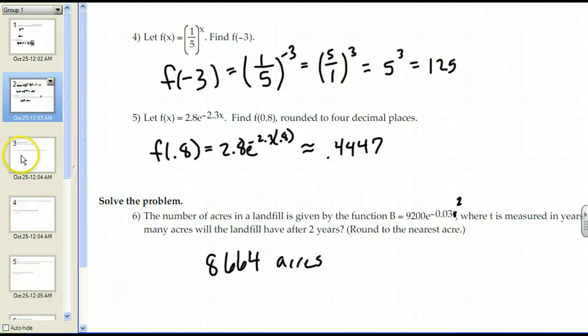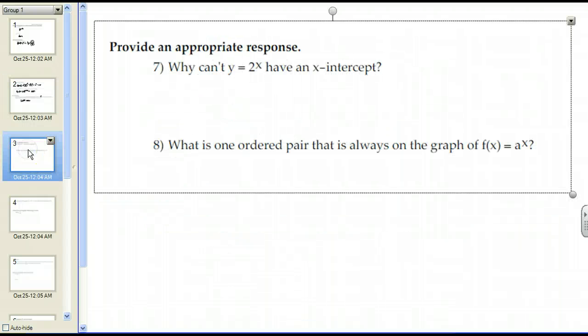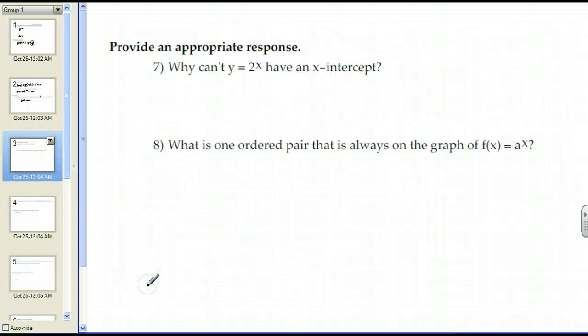So a lot of these are just plugging them in basically. Here's a couple of theory questions. Why can't y equals 2 to the x have an x-intercept?